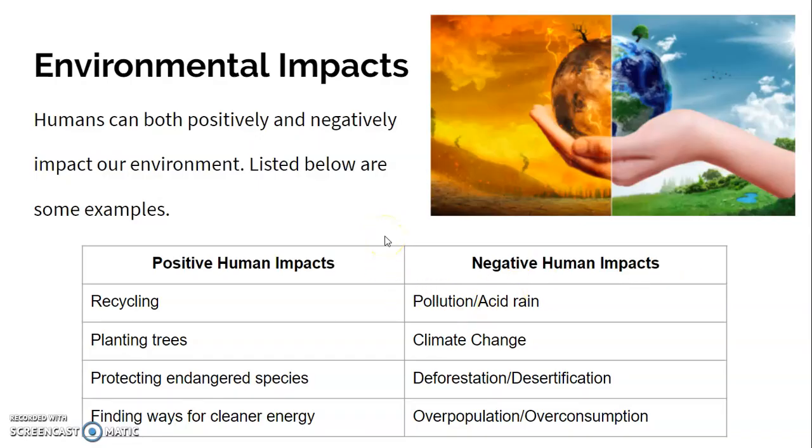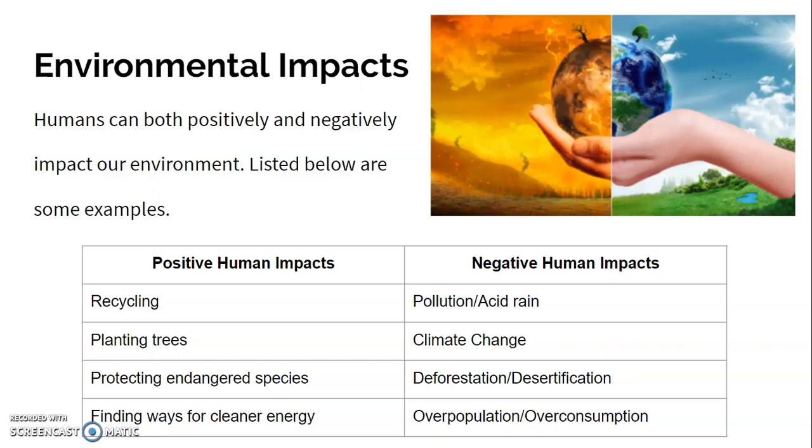And then the last thing that we talked about was how we impact our environment. Humans can both positively and negatively impact our environment. So here are some examples. Positive impacts: we recycle, we plant trees, we protect endangered species, and we find ways for cleaner energy. That's just naming a few.